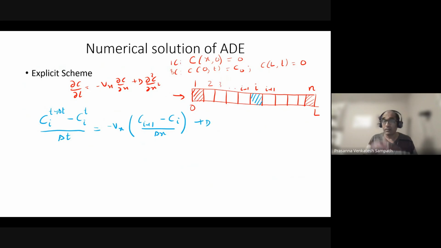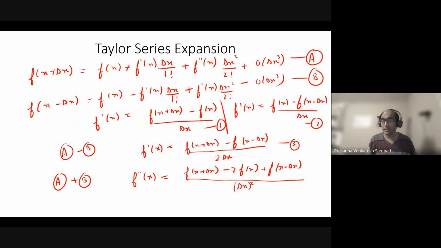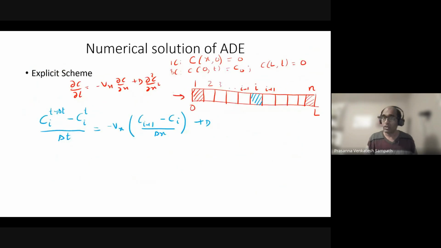Plus D. Now the second term that I have has a dou square c by dou x square, which, if you notice from the previous slide, is the second derivative. f double prime of x is f of x plus delta x minus 2 times f of x plus f of x minus delta x, divided by delta x square. So in this case, what I'll do is I will write it as follows: c i plus 1 minus 2 times c i plus c i minus 1, divided by delta x square.